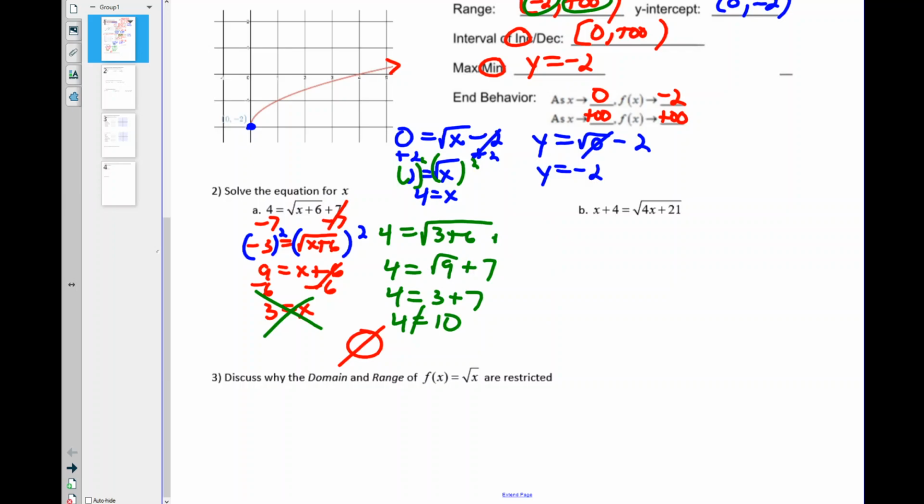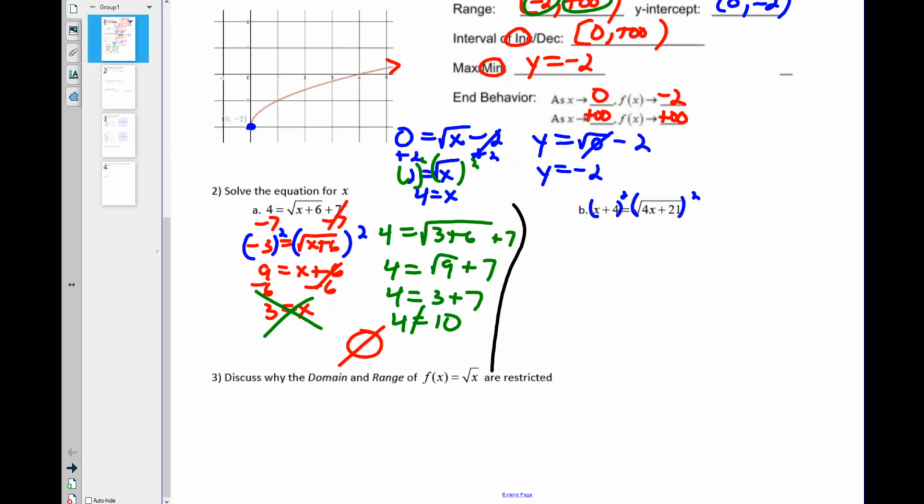On the next one, the radical has already been isolated, so it's ready to be removed. Kate, how are we going to remove that radical? Yeah, so it's ready to be removed. How are we going to do that? Very good. Square both sides. Just to save space, because I don't have a ton of space.